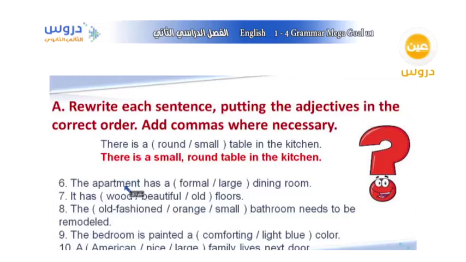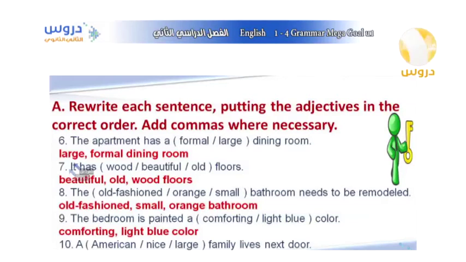Here we have other examples. Number six, the apartment has a formal, large dining room. Number seven, it has wood, beautiful old floors. Number eight, the old-fashioned orange small bathroom needs to be removed. Number nine, the bedroom is painted comforting light blue color. Number ten, American nice large family lives next door. So we will get these answers. As you see here, large, comma, formal dining room; beautiful, comma, old, comma, wood floors; old-fashioned. Here we have commas as in the previous sentences.